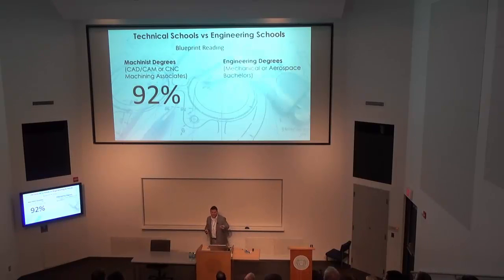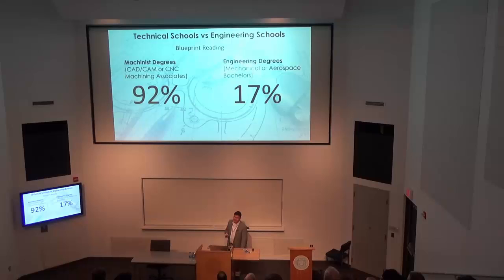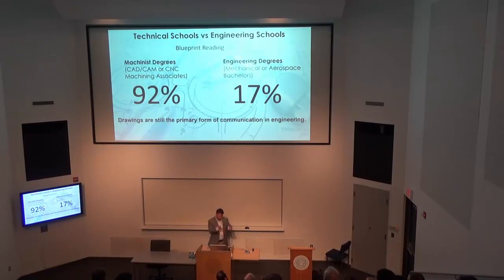For the machinist degree, CAD, CAM, and CNC, associate's degrees, 92% of the 50 schools that we looked at had blueprint reading as a part of their curriculum. Now, we looked at mechanical engineering schools, and it was only 17% part of the core curriculum. So why are machinists asked to learn GD&T or the basics of blueprint reading, but our design engineers, manufacturing engineers, quality engineers, the mechanical engineers that come up are not offered this? I think there's electives, there's manufacturing directions that you can go into, and I think that's great.